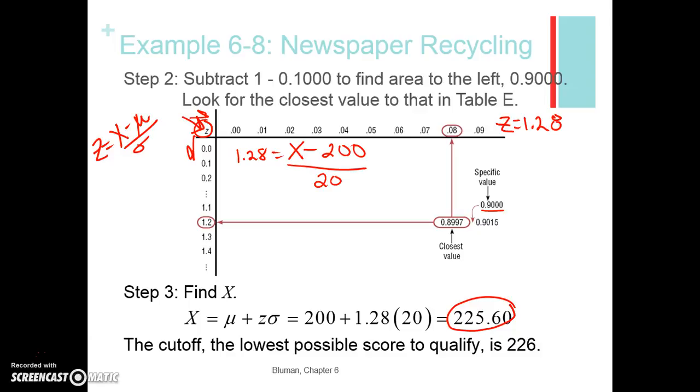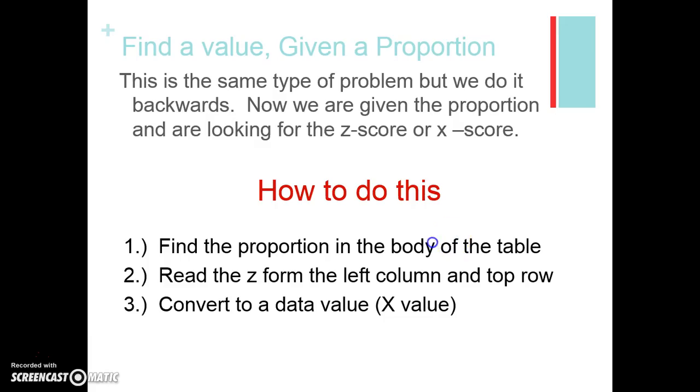So this is our conclusion here. The cutoff, the lowest possible score to qualify, is 226. So like I said before, it's basically working that problem backwards. So here are your steps. Basically, the idea is you want to find the proportion in the body of the table.